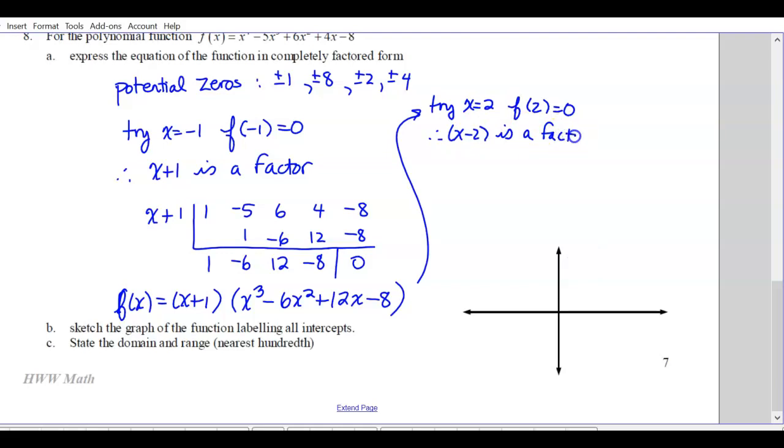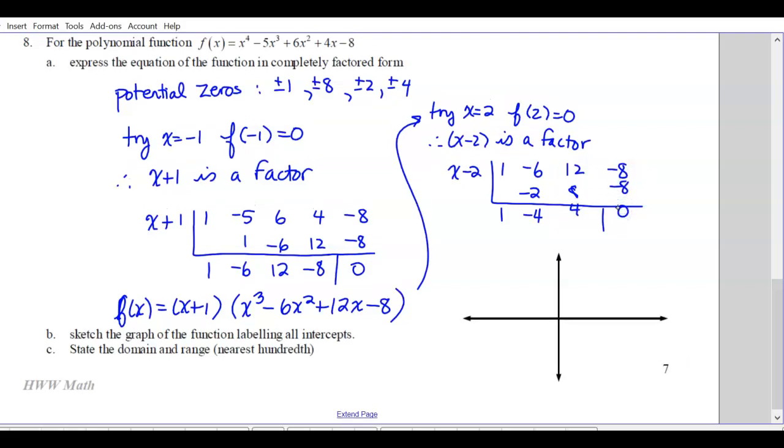Now, I'm not going to divide the original by x minus 2. That's not going to help me. I'm going to divide this by x minus 2, trying to get it factored out. Okay, so -4, that's an 8.